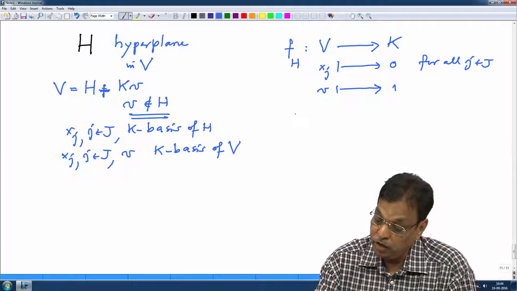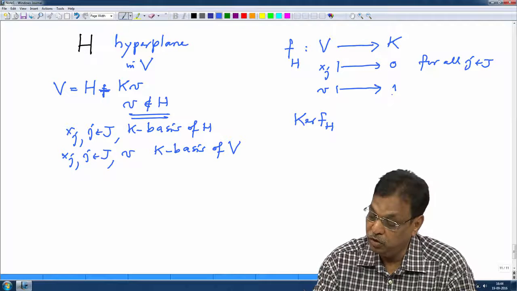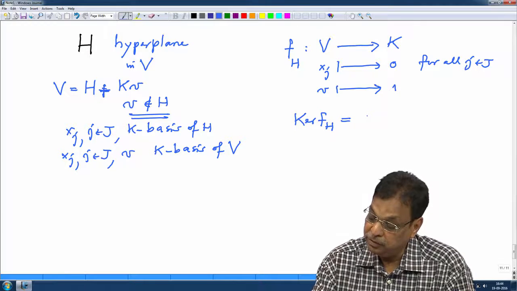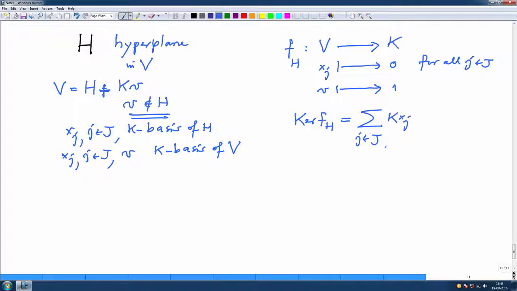And then I get a linear form from V to K. So this fH, first of all, what is the kernel of fH? It contains all the xj's and it cannot contain any more, because v is not in the kernel. So, the kernel of fH is precisely the subspace of V generated by the xj's. But this is nothing but H, in fact the xj's are a basis of H. So, it is this H, and this fH is also non-zero. So, from a given hyperplane we got a non-zero linear form. Conversely, given a non-zero linear form f, it is not a zero map, I want to get a hyperplane, and who could that be? The kernel of f. Kernel of f, I claim it is a hyperplane.